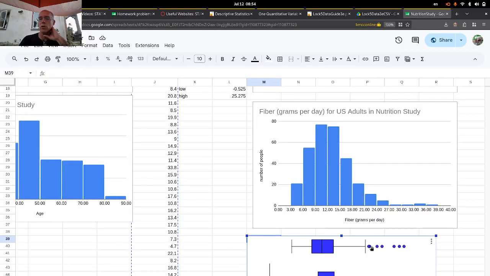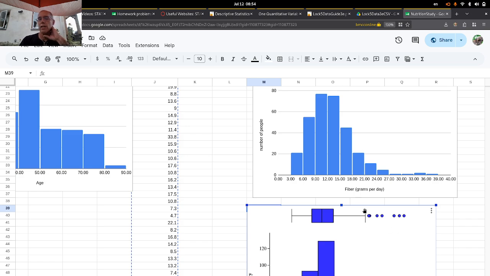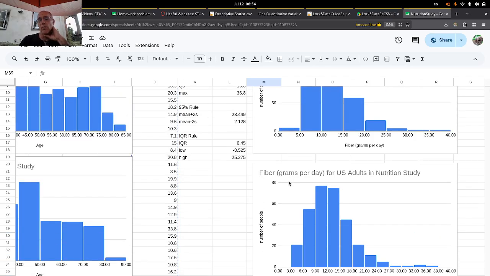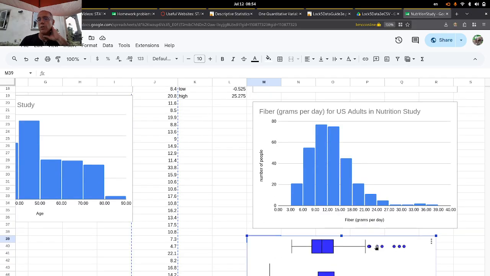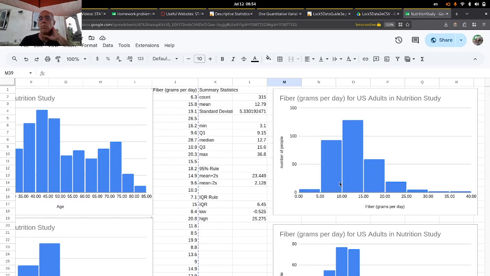The box plot confirms, given that they're using the IQR rule to identify outliers. So instead of ending the whisker at the max, they're ending the whisker at 25.275, and then they're flagging any values in the data set with points to indicate they're unusually high compared to the rest. So we don't just say the data has outliers, we say, in this case, there are several individuals who have an unusually high fiber intake compared to the rest. We can see that most people's fiber intake is between 5 and 20 grams per day.